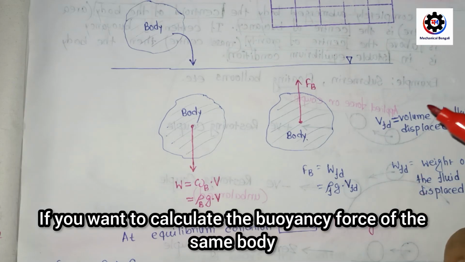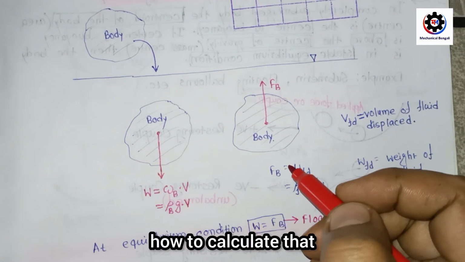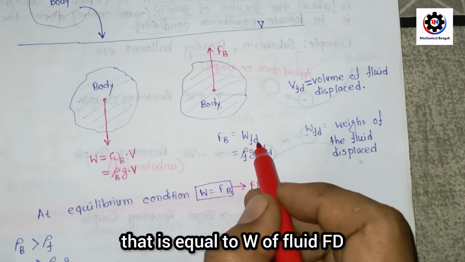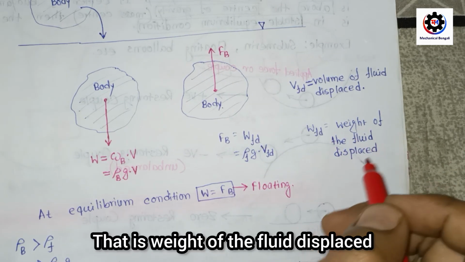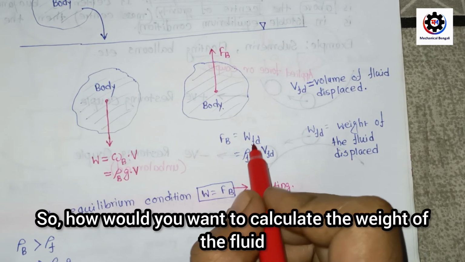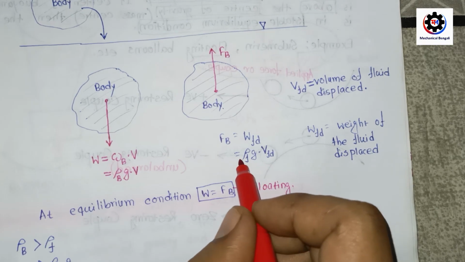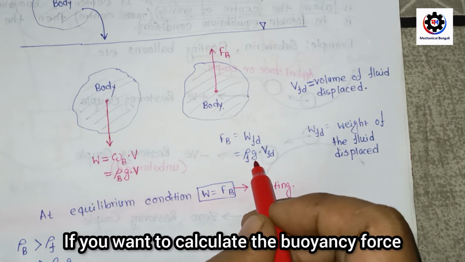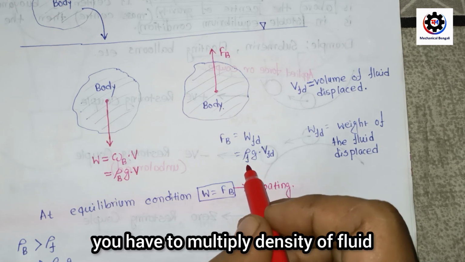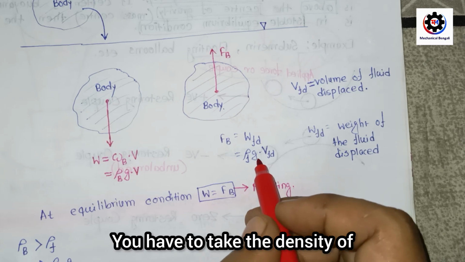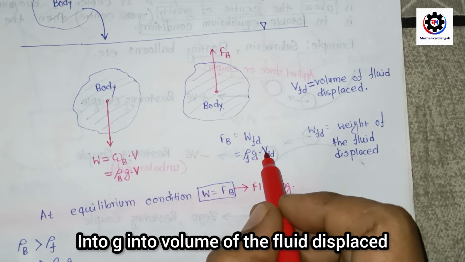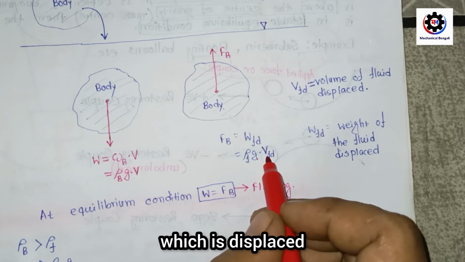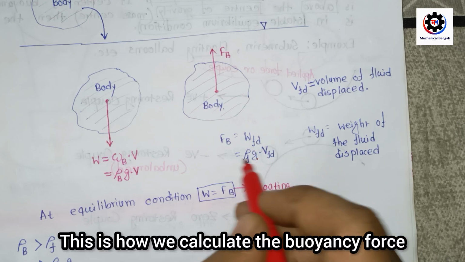And now if you want to calculate the buoyancy force of the same body, how to calculate that? The formula is Fb equal to W of fluid displaced, W_fd. So what is W_fd? That is the weight of the fluid displaced. Very important. So how do you calculate the weight of the fluid displaced? That is equal to the density of the fluid, not the density of the body here. If you want to calculate the buoyancy force, you have to take the density of fluid into g into the volume of the fluid displaced. So this is how we calculate the buoyancy force.